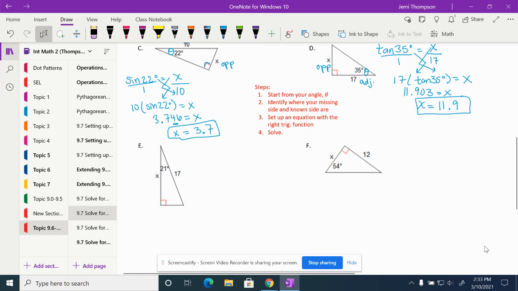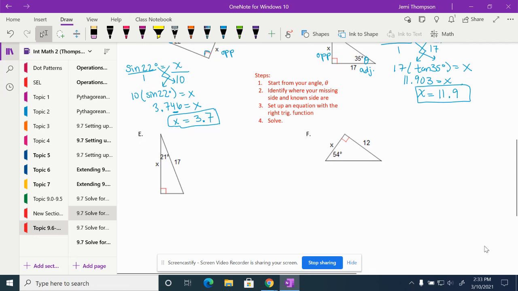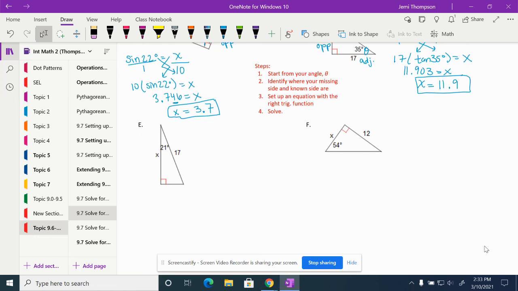So I've got two more problems here, and I want to ask that you go ahead and try working those out on your own first. Give them a shot. See how far that you can get. Go through these steps. So start from your angle, mark theta, identify what you know and what you don't know, set up an equation and solve. Go ahead and please pause this and try to work out E and F. When you come back, the answers will be here for you to check first to see if you can find any mistakes before I give you the full solution.